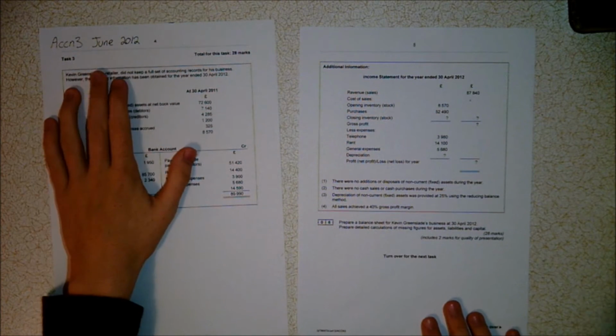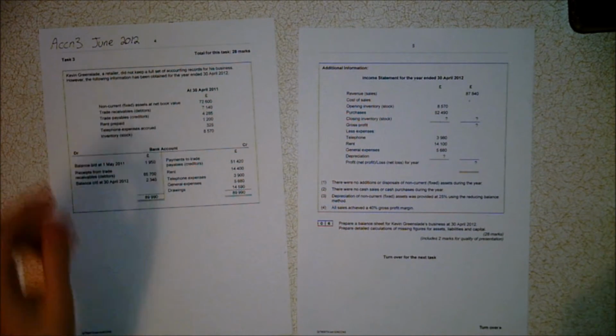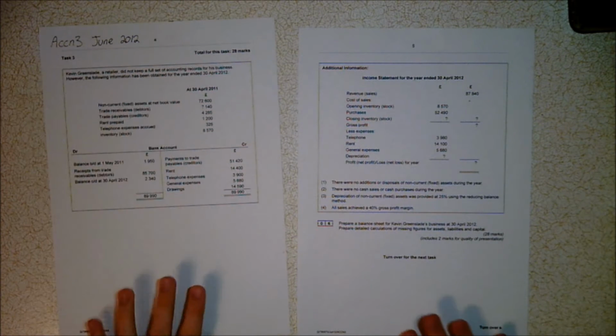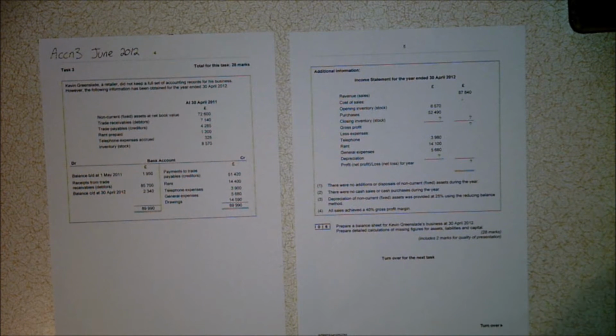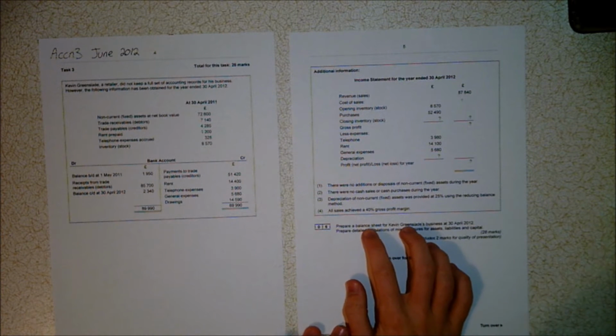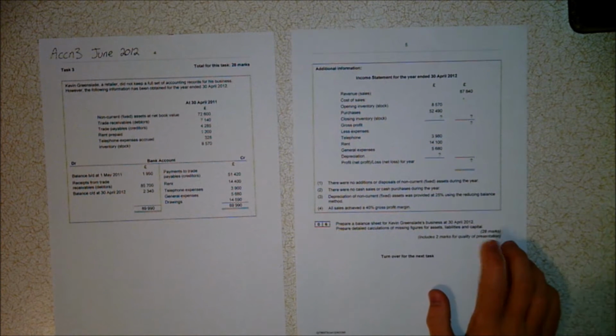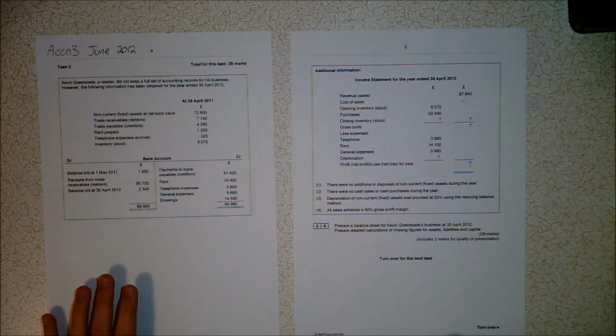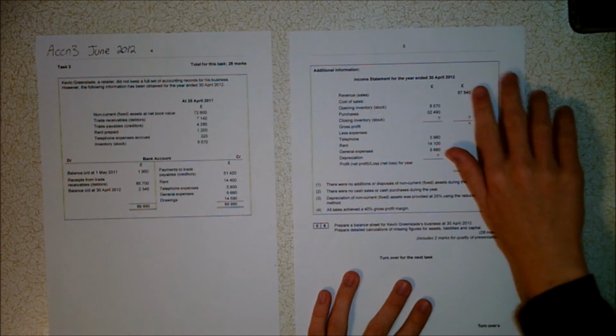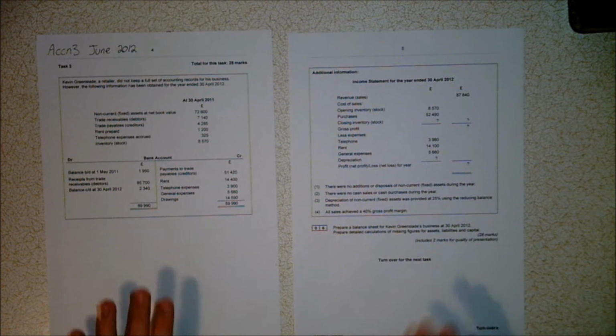Today, ACCN3 June 2012, specifically task 3, which is incomplete records. So the trick with incomplete records is always to just do your workings and then they'll just ask you to put it into an income statement or balance sheet. With this question, they just want a balance sheet for 28 marks. It's a lot of marks, but the majority of that is in your workings, so if you get your workings right, you're bound to get the balance sheet right.